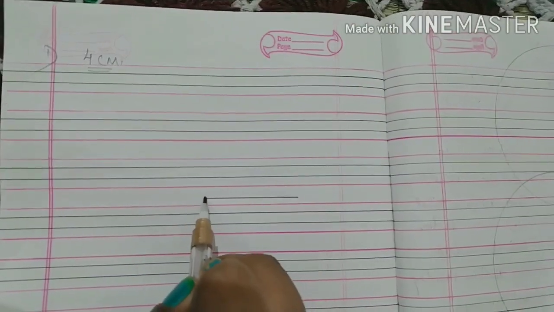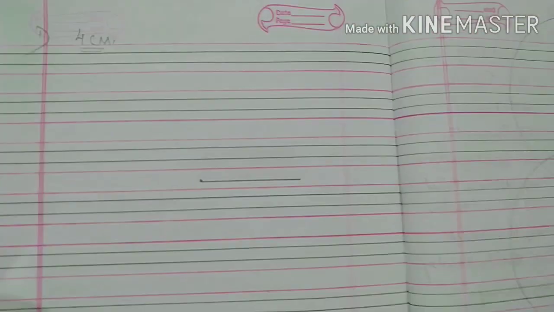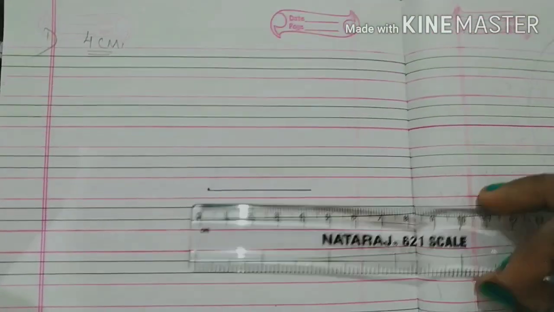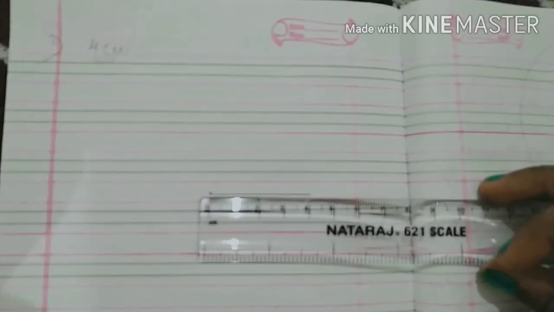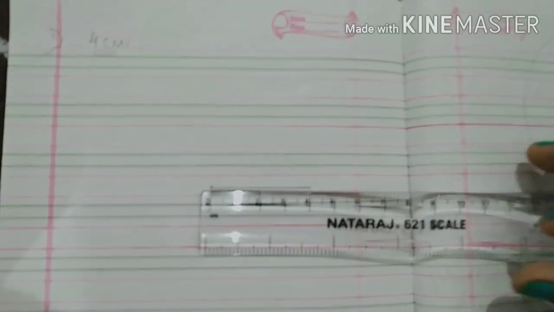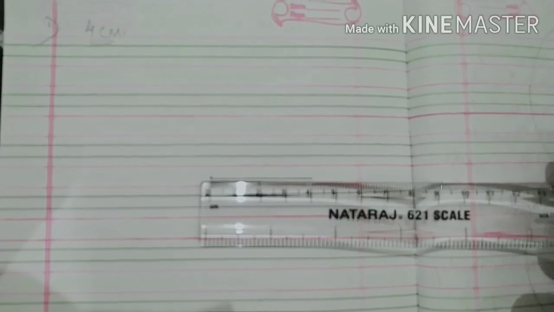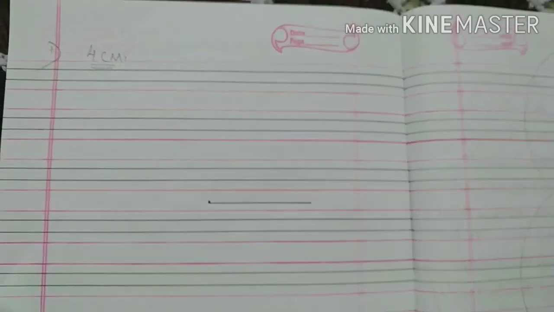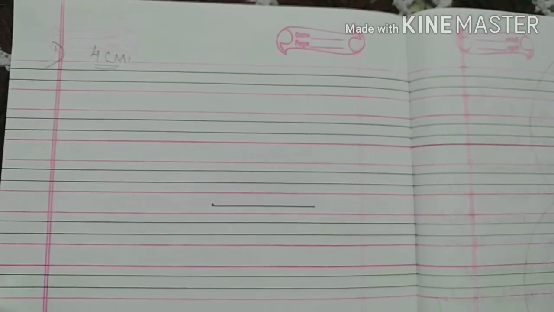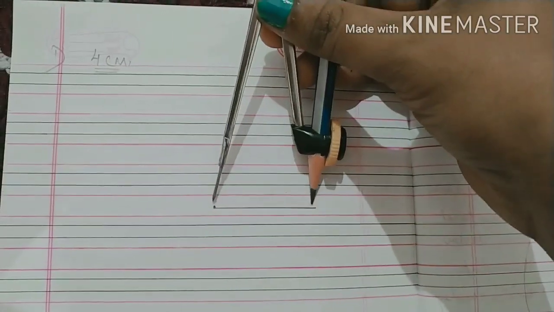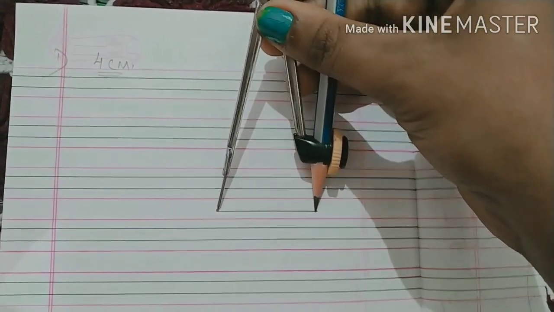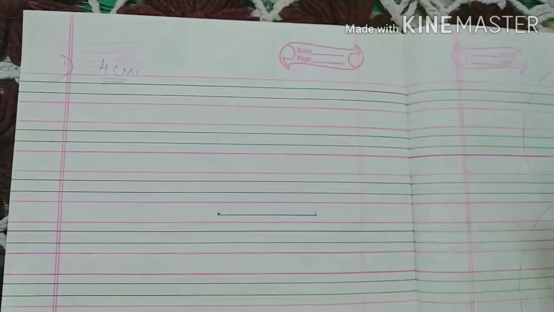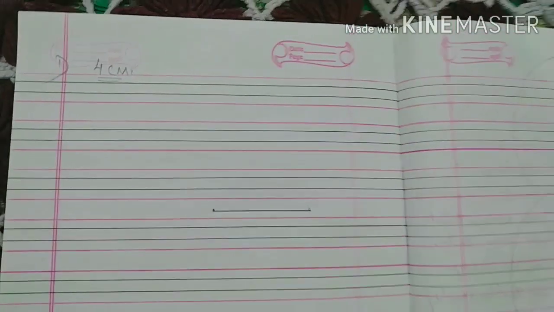Then take a point in the middle of your notebook and measure a length of 4 centimeter. Okay, draw the line of 4 centimeter and after that use your compass and measure it 4 centimeter and mark it with your pencil. Okay, like this. 4 centimeter.